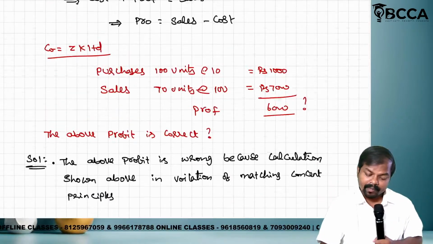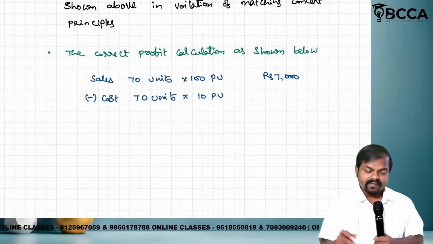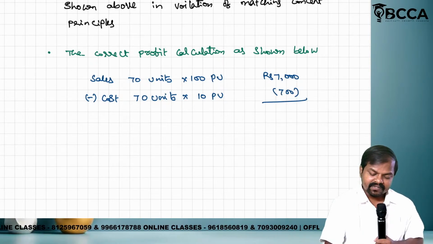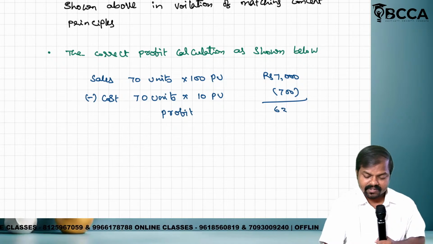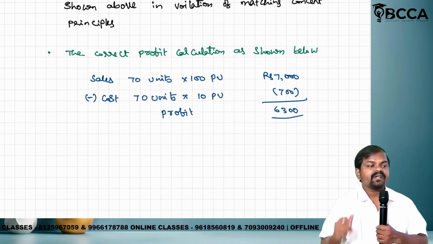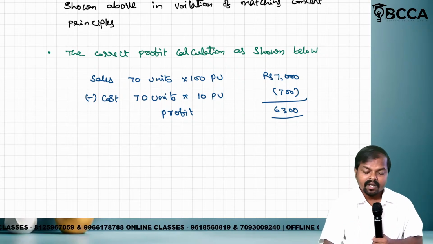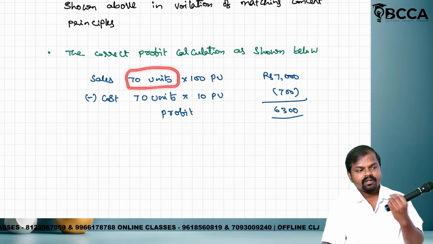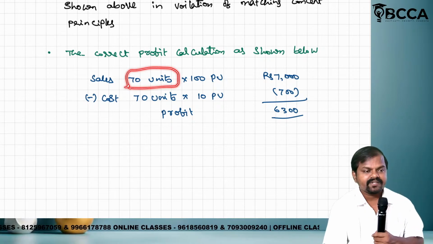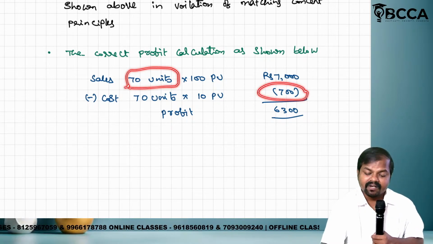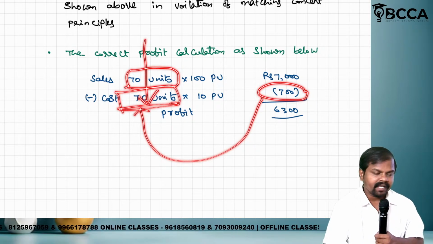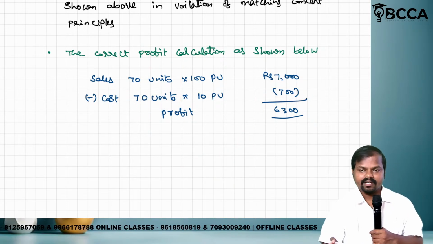70 into 100, how much? 7,000. 70 into 10, 700. Difference value, profit is equal to 6,300. This is the correct calculation procedure. If you remember, what is the income for how many units? 70 units. Expenditure for how many units? 70 units. So the matching concept is matched, not violated. Is it clear?